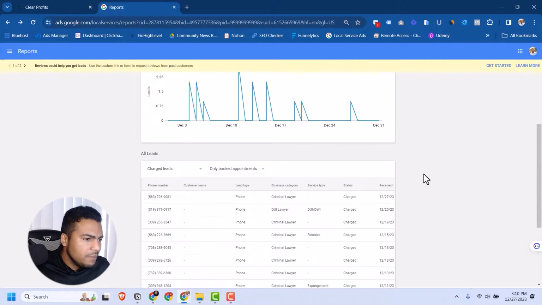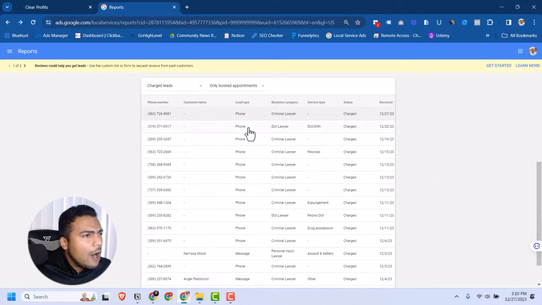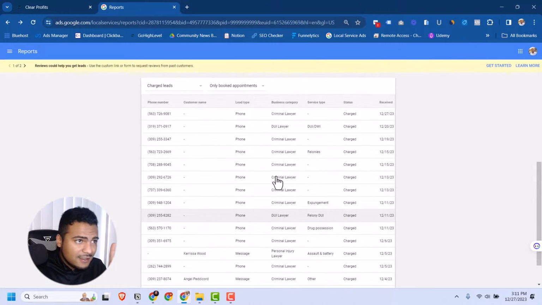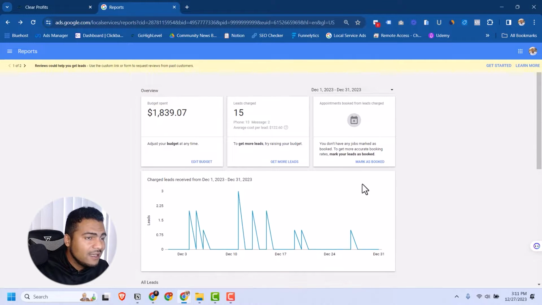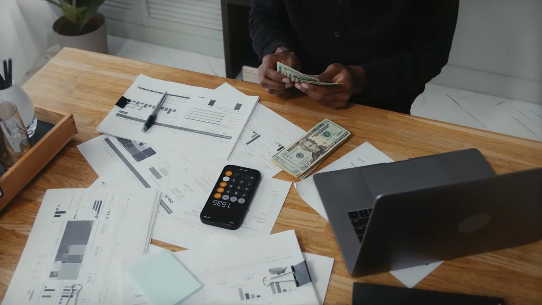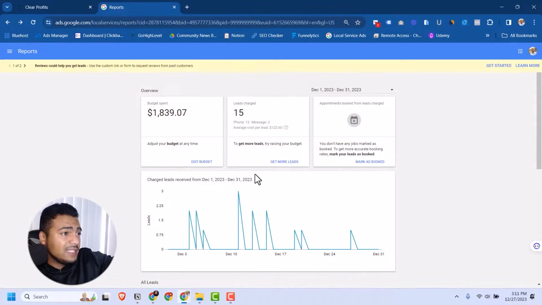And it's cheap because do you have any idea of how much a criminal lawyer would cost for someone that's looking for a lawyer? We're talking about 5 digits, maybe 4 digits, but in most cases 5 digits. So if one of these leads closes the deal, this guy's good. With one lead closed here, we can pay for local service ads for the whole year. This month we have spent $1,800, but I'm gonna show you what we have set for the budget.